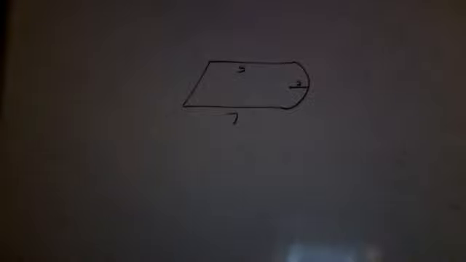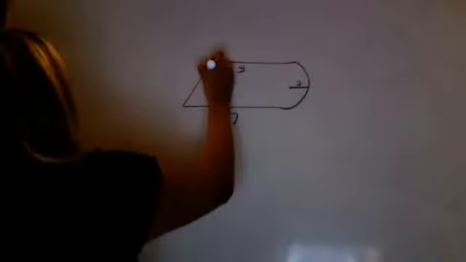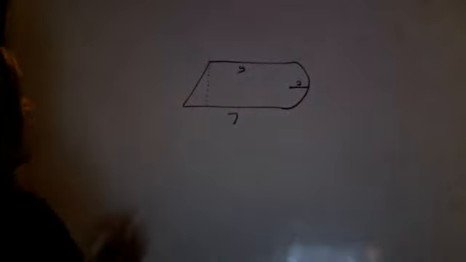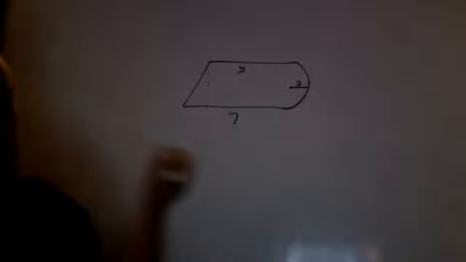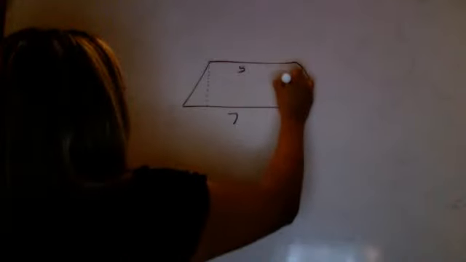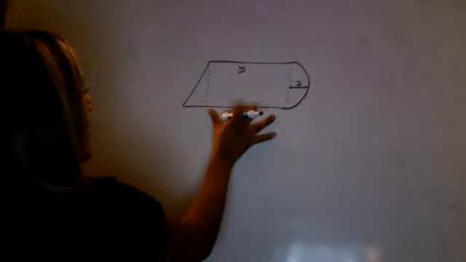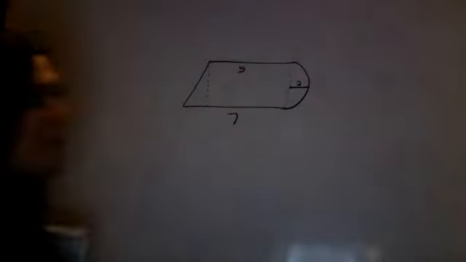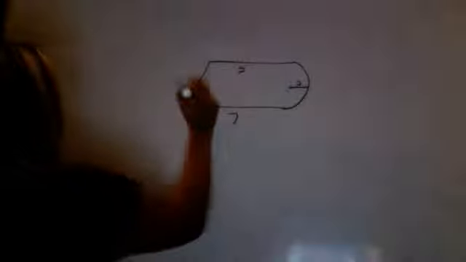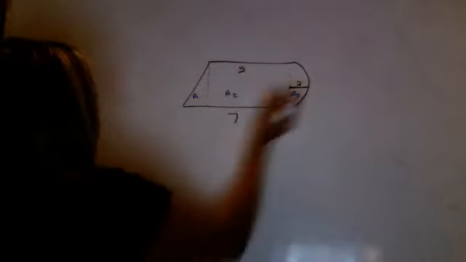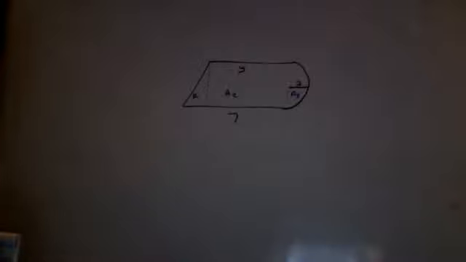Well, I don't have a formula for this, but I can do this and get a rectangle. I have a formula for a triangle. I can do this. I now have a rectangle here, and then here I have half of a circle. So I can take the area of this plus the area of this plus the area of this to get my area of this shape.